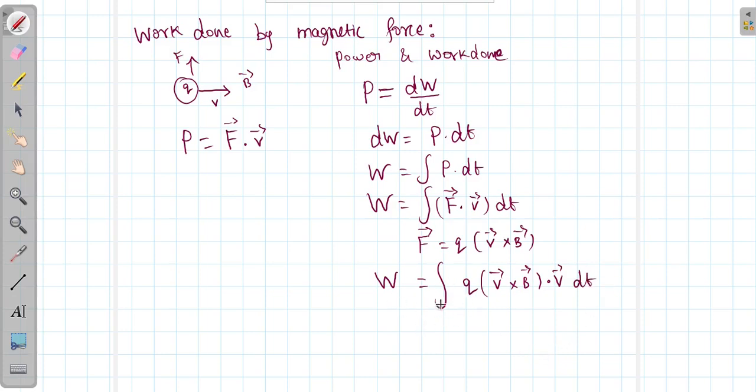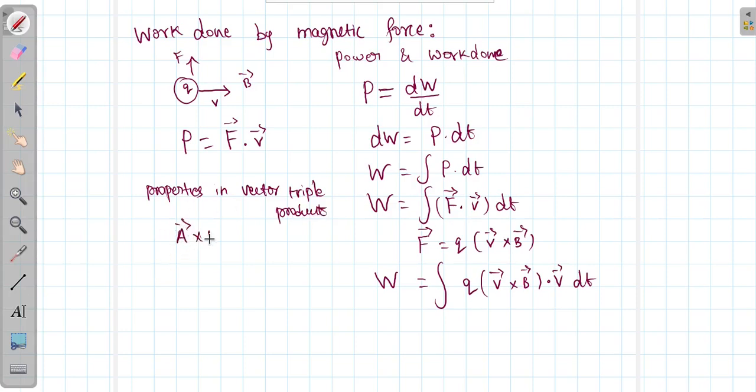Now take the Q outside of the integral, and this one is a vector triple product. Did you study this concept in mathematics? Vector triple product. We have some identities, some properties in the vector triple product. We have a direct formula also.